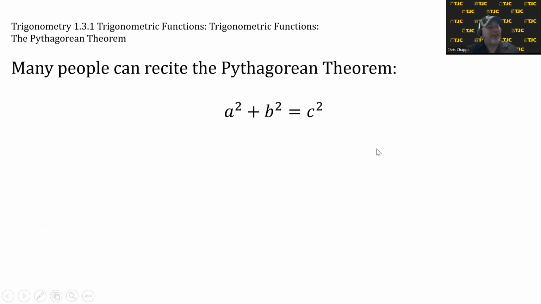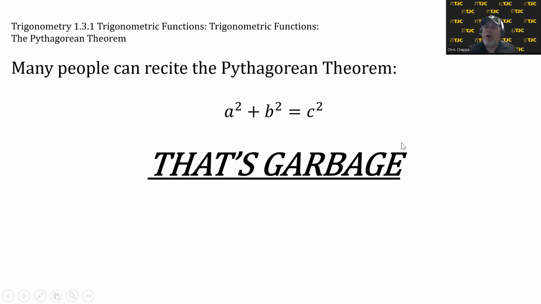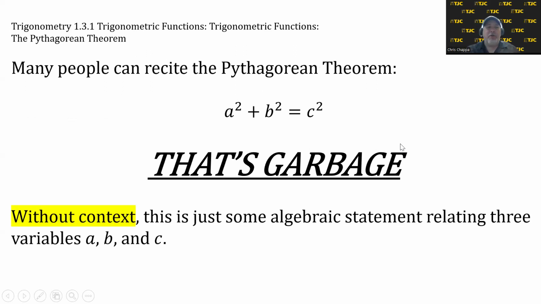Now, many people can recite the Pythagorean theorem as a squared plus b squared equals c squared. You want to know my opinion on that version of it? It's garbage. Now, why would I say that? Well, because without context, this is just some algebraic statement relating 3 variables a, b, and c. It is totally void of its geometric meaning.